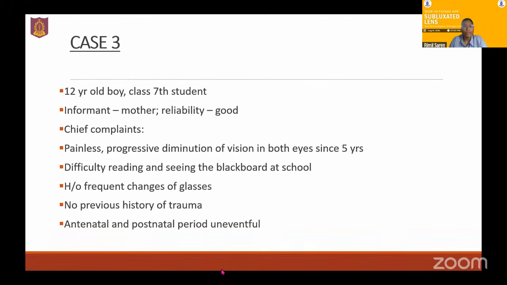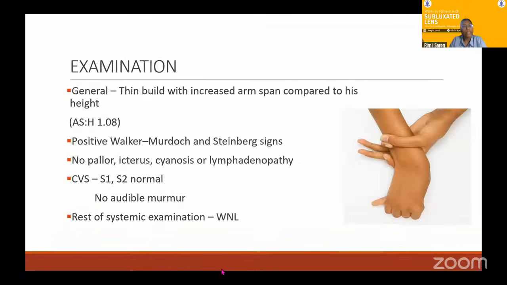So my next case was of a child who presented with a different spectrum, with painless progressive diminution of vision in both his eyes since 5 years, with difficulty in reading and seeing the blackboard at school, with history of frequent changes of glasses and no history of previous trauma or any eventful antenatal or postnatal period. So, on general examination, the child was thin built with increased arm span compared to his height, with a positive Walker, Murdoch, and Steinberg sign. His cardiac evaluation was within normal limit, and his systemic examination was unremarkable.